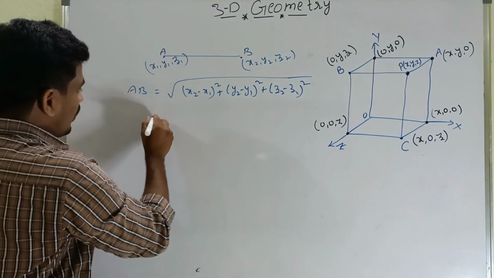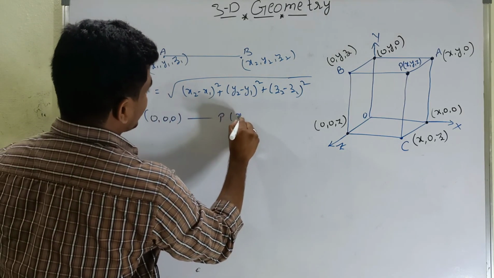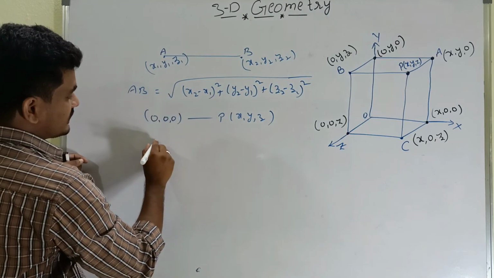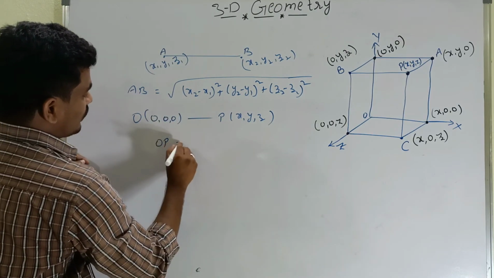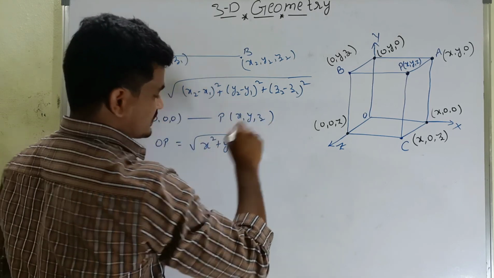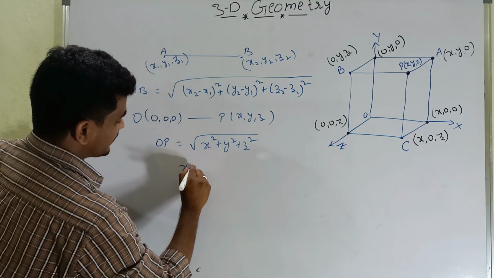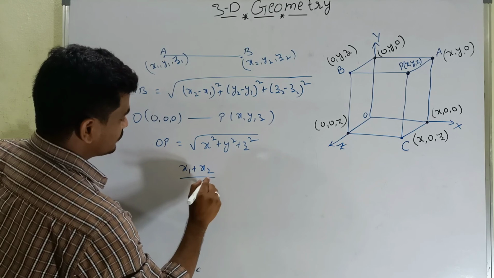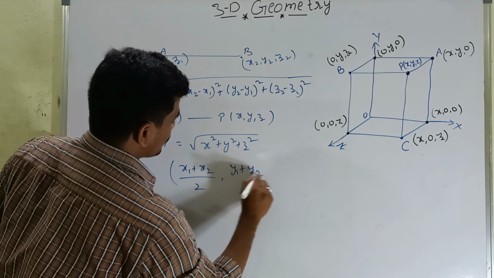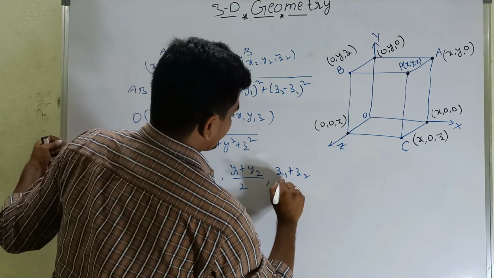And next, from the origin to P (x, y, z), what is the distance between these 2 points? We can take OP equals the square root of x square plus y square plus z square. And next term, the midpoint of AB equals ((x1 plus x2) by 2, (y1 plus y2) by 2, (z1 plus z2) by 2).